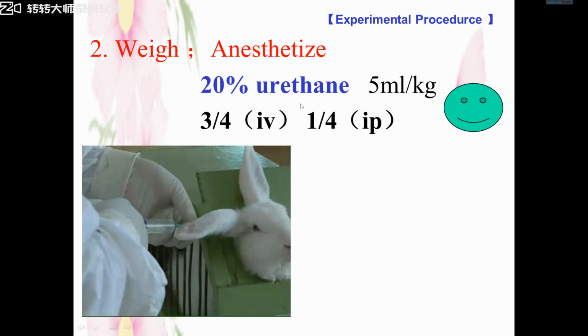For this rabbit, 3/4, that is 7.5 milliliters, is given by slow intravenous injection, and the other 1/4 we inject intraperitoneally. And how do we inject urethane? We can watch the video. Okay.